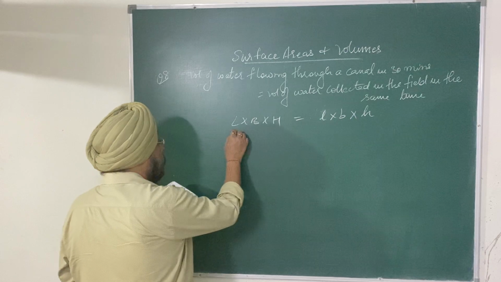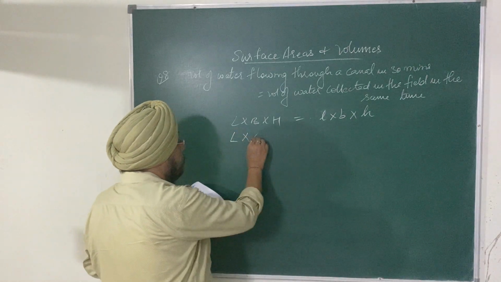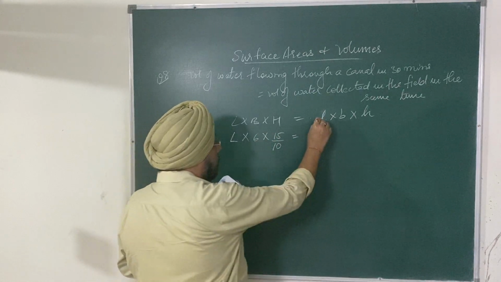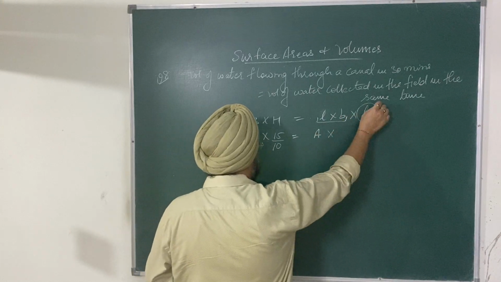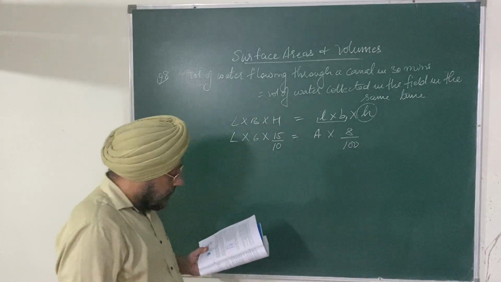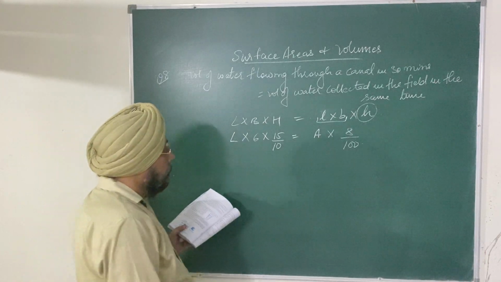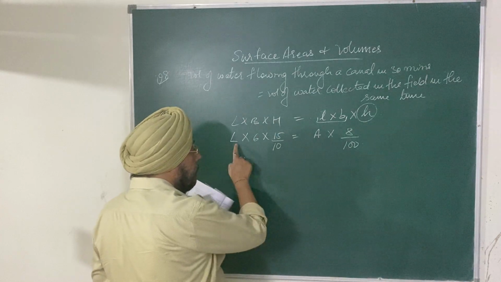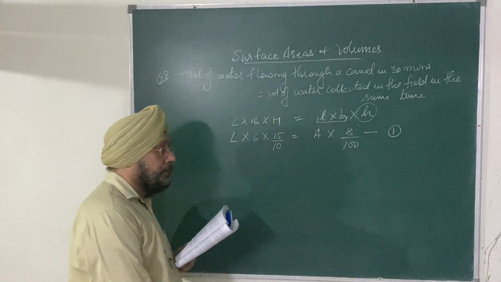Now let's substitute the values. L is not given to us. Breadth of the canal is given as 6 meter. Height is given as 1.5, that is 15 by 10. Let length into breadth be the area of the field, and the height of the standing water is 8 by 100. Since 8 centimeter is given, we have to convert into meters. The area can be calculated only if we have the value of L, so just keep it as equation number 1.